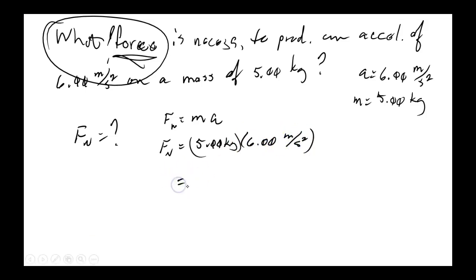And what does that come out to be? I think you can do it in your head, can't you? 30, but we've got to put 3 significant digits, so 30.0. What units? Kilogram meter per second squared. You multiply the units just like you multiply the numbers. But we know what a kilogram meter per second squared is. What's that?